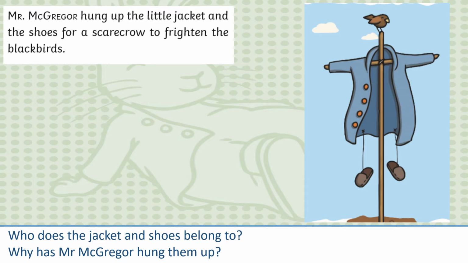Who does the jacket and shoes belong to? The answer isn't there. We know whose they are. Whose are they? The jacket and the shoes belong to Peter Rabbit. And why has Mr. McGregor hung them up? Mr. McGregor has hung them up as a scarecrow to frighten the blackbirds.